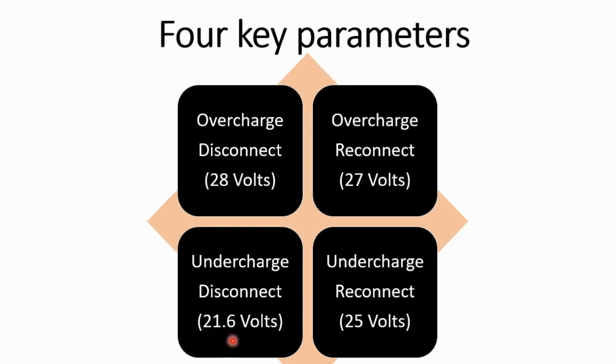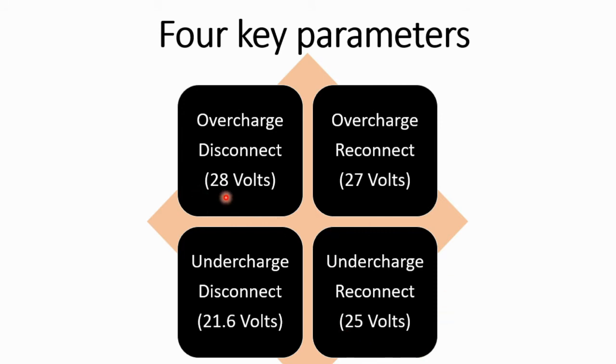Same thing will happen for the undercharge condition. If the battery voltage goes under 21.6 volts, then the charge controller will disconnect the battery from the loads. By doing this, it will protect the battery from being undercharged. Again, if the battery gains some charge from the solar panel, then the undercharge disconnect will reset, and it will occur at 25 volts.